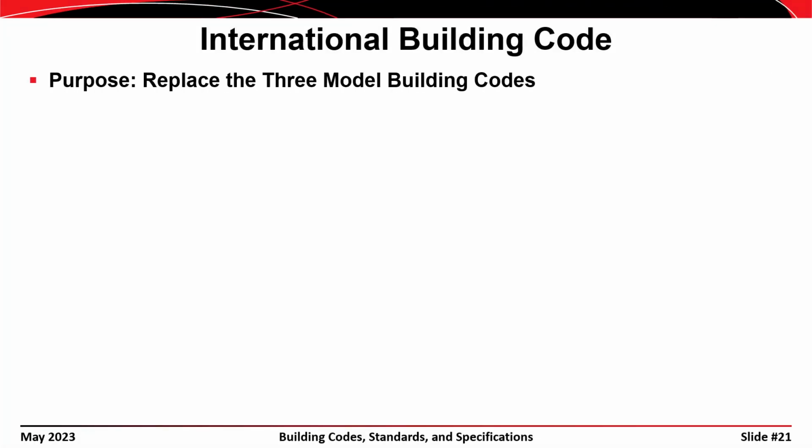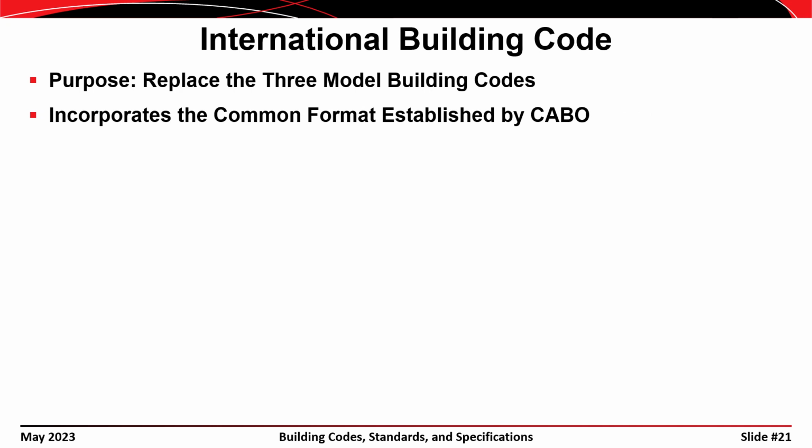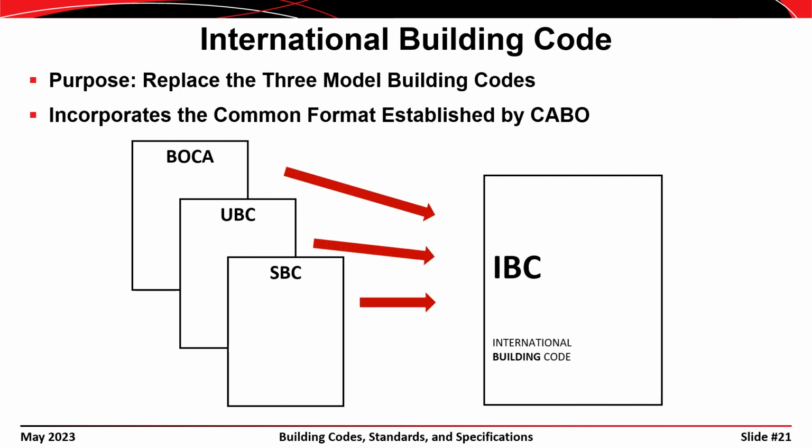The main purpose of the International Building Code was to replace the three model codes for national and international use. The International Building Code was built on the common format established by CABO and embodies a comprehensive set of regulations for building systems consistent with and inclusive of the scope and content of the three existing model building codes. In layman's terms, it means that they just took the three model building codes, BOCA, UBC, and SBC, merged them together and agreed on common language and common provisions, and turned that into the International Building Code.